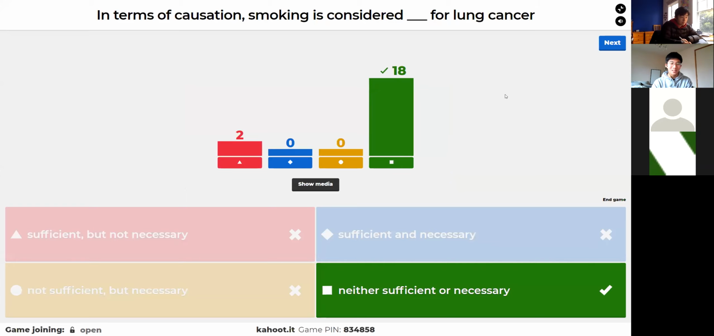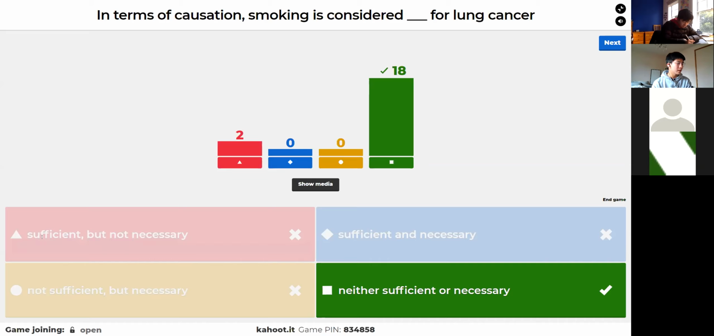Good, so it's neither sufficient nor necessary. And the reason for that is because even though you smoke, it doesn't guarantee that you will develop lung cancer. And the same goes, if you develop lung cancer, it doesn't mean that you definitely smoked. So therefore it's neither sufficient nor necessary.